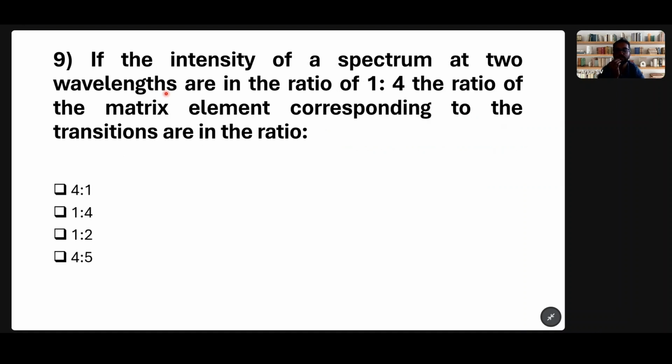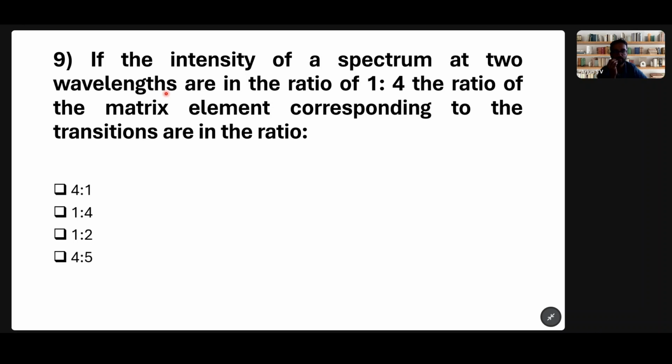So ninth question, if the intensity of a spectrum at two wavelengths are in the ratio of 1:4, the ratio of the matrix element corresponding to the transitions are in the ratio of what? So here also it's pretty simple. We know by relation, using this TDPT, that the intensity of the spectrum is directly related to a lot of parameters, and one of the parameters is the matrix element, and it varies by the square value.